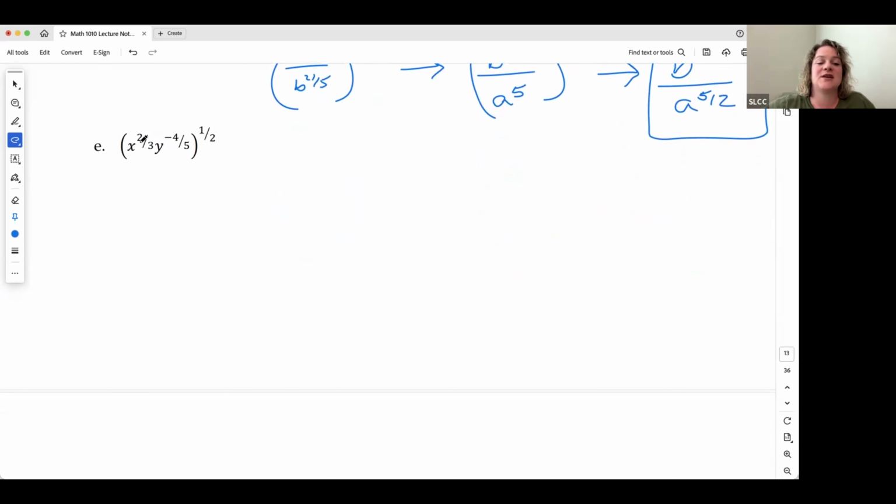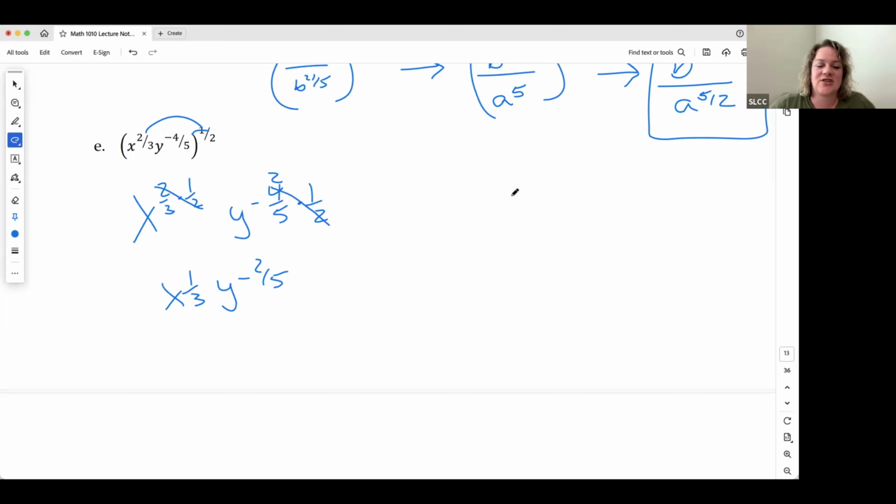I don't see anything to combine with x's or y's, and so I go ahead and apply the 1/2. I know I just multiply both of those pieces: x to the 2/3 times 1/2 and y to the negative 4/5 times 1/2. Divide first where you can. I can right here, so this would be x to the 1/3. And here I can divide 4 by 2 is 2, so y to the negative 2/5.